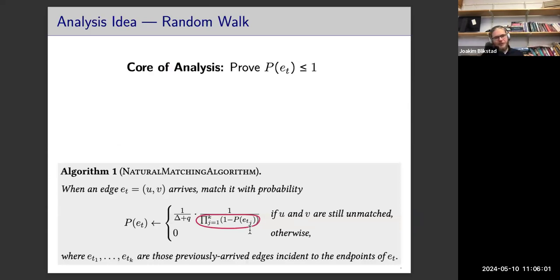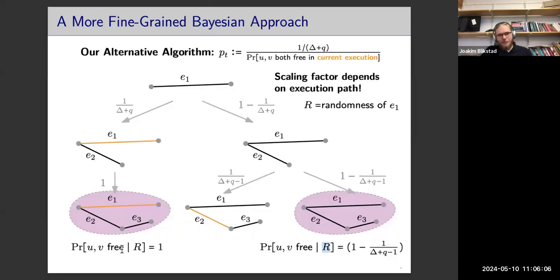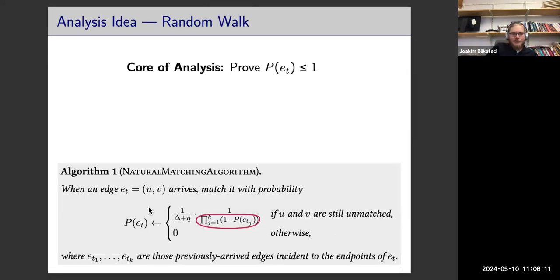Okay, but what do we actually need to prove? Again, if you do these things, by law of total probability, this conditioning, and you sum things up, you still get the right marginal probability. So the probability at the end that you match an edge will be exactly what we want. It's 1 over delta plus Q, the target. So again, the core of the analysis is to prove it's actually a well-defined algorithm, that these probabilities are less than 1. And in particular, we can focus on the scaling factor. And we want to show that we don't scale up too much, right?